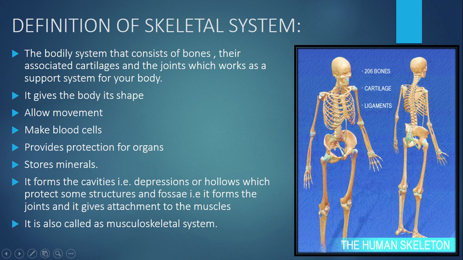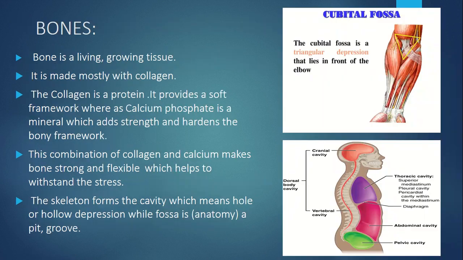Here you can see this ball and socket joint. Here a fossa is present, a small depression, a small pit-like thing. For the attachment of the bone, a small pit-like depression is present, mainly to form a joint and also for the attachment of the muscles. So the skeletal system also contains these cavities and the fossae. It is also called the musculoskeletal system, because the muscles also take part in the skeletal system. So this is the definition of the skeletal system.